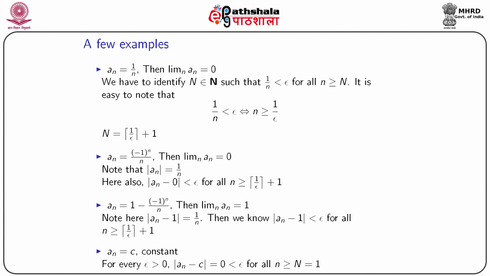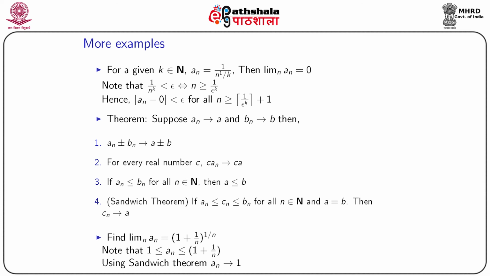Now this is a tricky one. What will happen if it is a constant sequence? That means An is equal to c. If An is equal to c, then for every epsilon greater than 0, mod of An minus c is always less than epsilon, and I know epsilon is a positive quantity. That means whenever n is greater than or equal to 1, it holds. So for a constant sequence, it holds for n greater than or equal to 1.